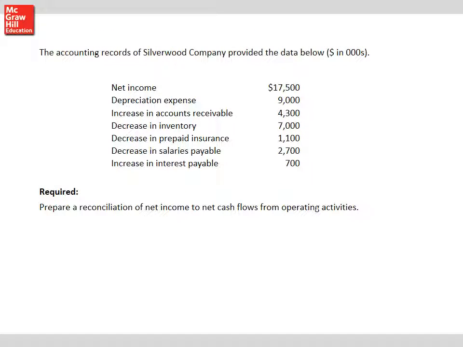Okay, moving on. That was all our income statement. Let's go to statement of cash flows. The accounting records of Silverwood Company provided the data below. Prepare a reconciliation of net income, which is an accrual way of measuring activity, to net cash flows, which is a cash method of measuring operating activities.